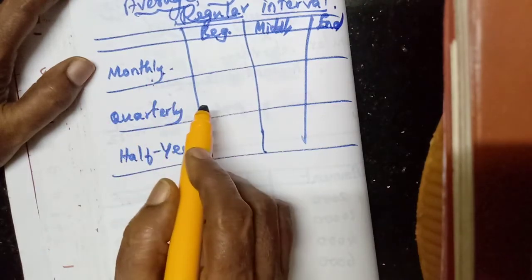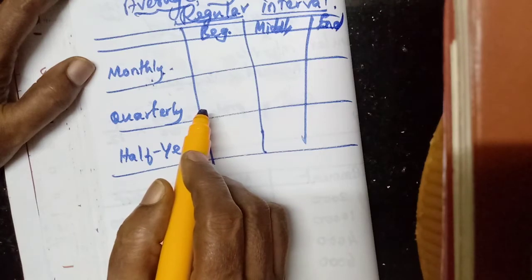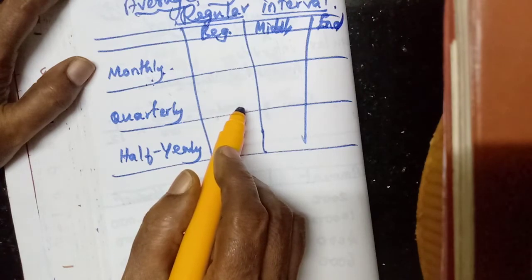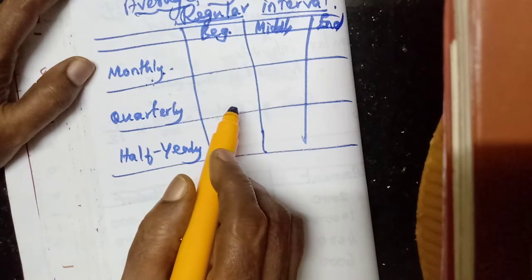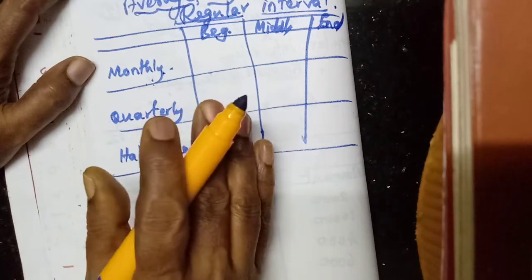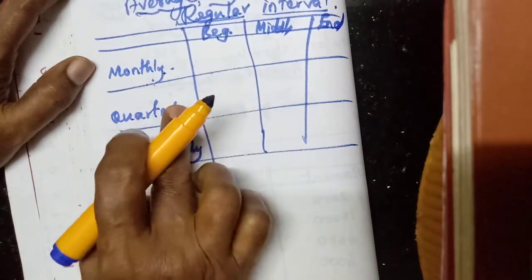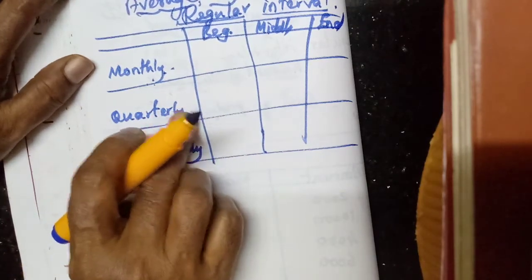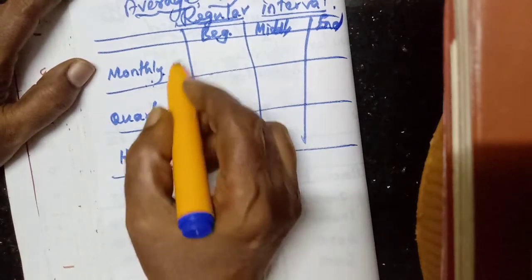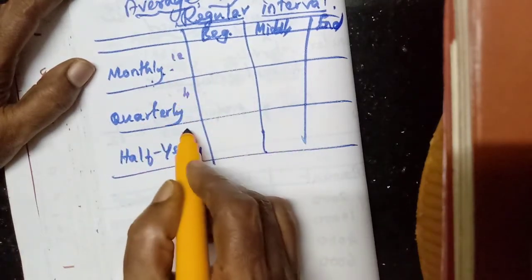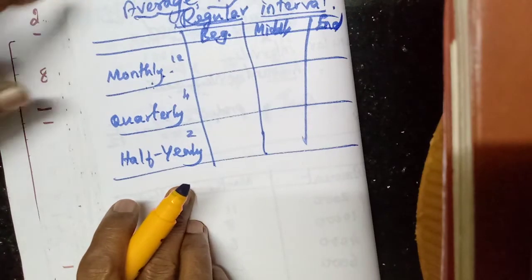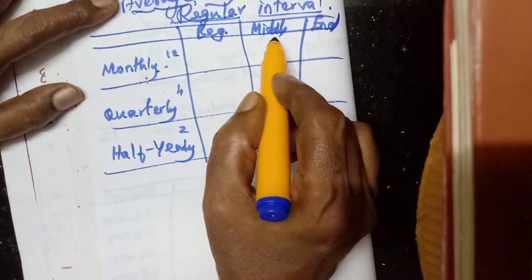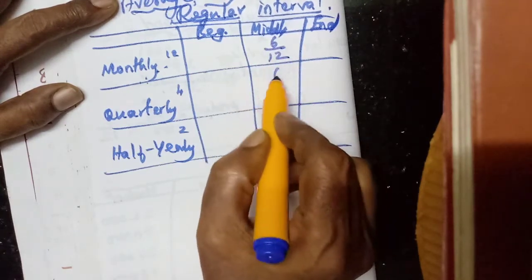Quarterly means once in 3 months. Then half-yearly. Don't think hours. Quarterly means at the end of the third month, then at the end of the 6th month, then at the end of the 9th month, then at the end of the 12th month. Like that 4 times they will withdraw. Here monthly means 12, here 4 times, here 2 times they will withdraw. Now you have to remember one thing: here the average period will be 6 by 12 for all.